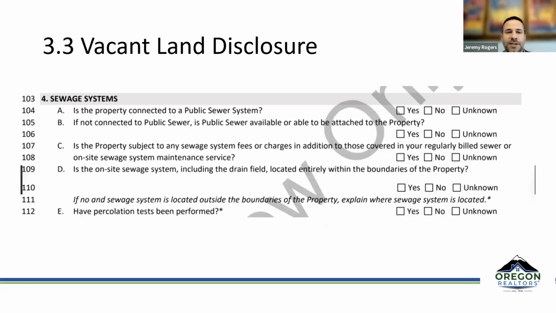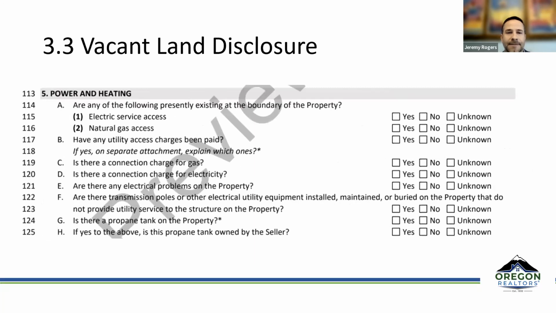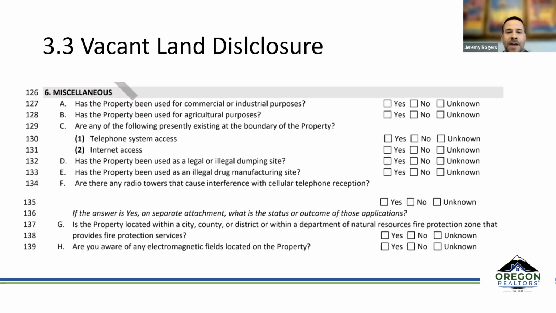We have a series of questions on sewage systems. Power and heating. Okay, and these are related to things that are going to be existing at the boundary of the property. Obviously, there's no structure here. So some of the questions that are in the seller property disclosure statement related to a structure itself, we've removed those, but we've tried to maintain and then add questions that are going to be relevant to sort of access to electrical, natural gas service, and other utilities. And then a miscellaneous section.